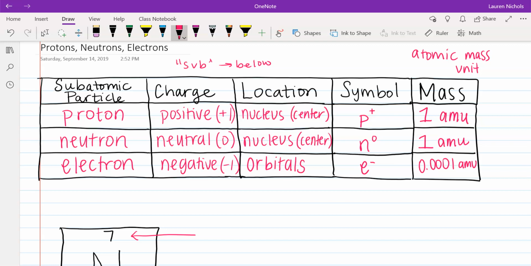So these three particles are the main ones that we look at with our atom. Recent scientists have discovered things like quarks and other stuff, but these three are the ones we focus on in high school chemistry. And with that, we can use our periodic table to help us calculate the number of protons, neutrons, and electrons in a specific atom of an element.